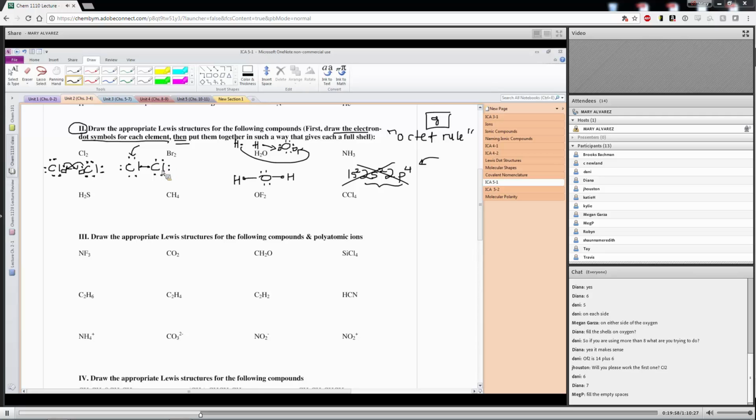Okay. I will do one more, but I think that you guys can do these if you just sit down and practice. So carbon has four electrons. And then I have 4 hydrogen atoms, and they each have 1 electron. What am I going to do so that that carbon can have 8 and that each hydrogen can have 2?